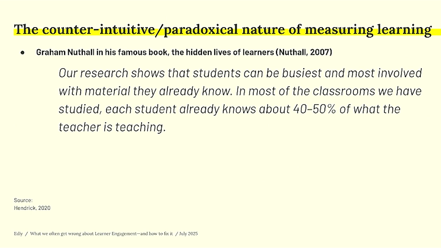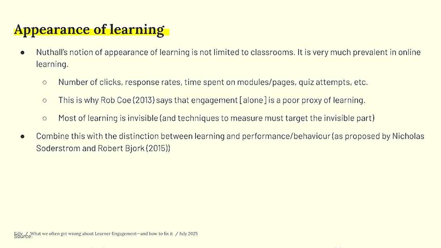So again, what does that mean? Nuthall's notion of the appearance of learning is not limited to classrooms. It's very much prevalent in online learning. Think number of clicks, response rates, completion certificates, dropout rates, how much time students are spending on a module or a page, or how many attempts they take to complete something. That is very much what I would call a poor proxy of learning.